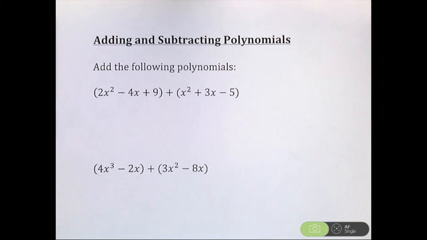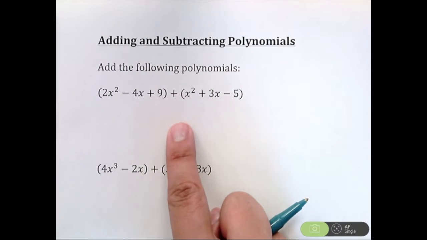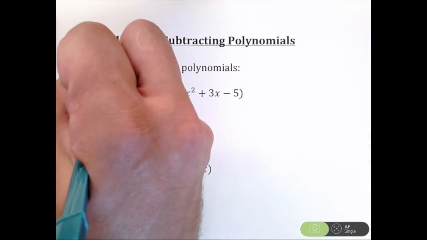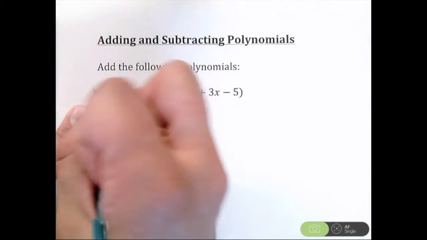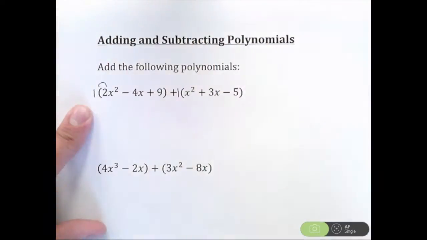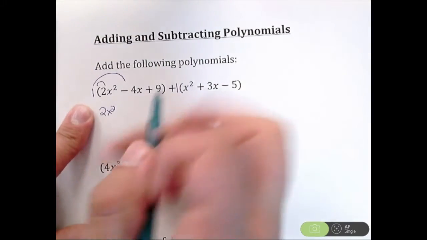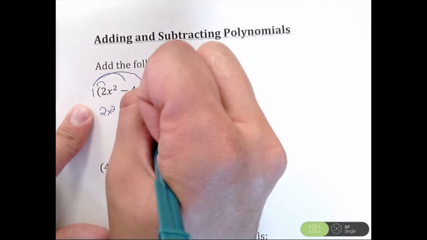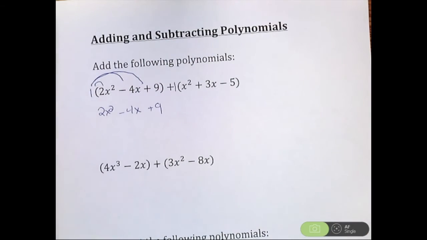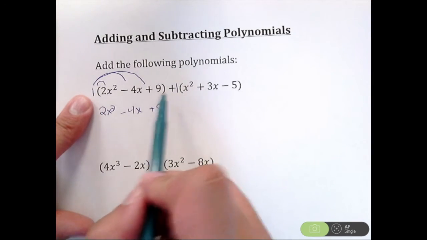First thing I like to do is let's get rid of these parentheses. So I look to see if there's any numbers out front of parentheses, because remember, whenever we have numbers out front, we distribute. So really the number out front of here is 1. The number in front of here is also 1. 1 times 2x squared is just 2x squared. 1 times negative 4x is just negative 4x. 1 times 9 is just 9. So I just figure out what's the number outside the parentheses, and distribute it through.